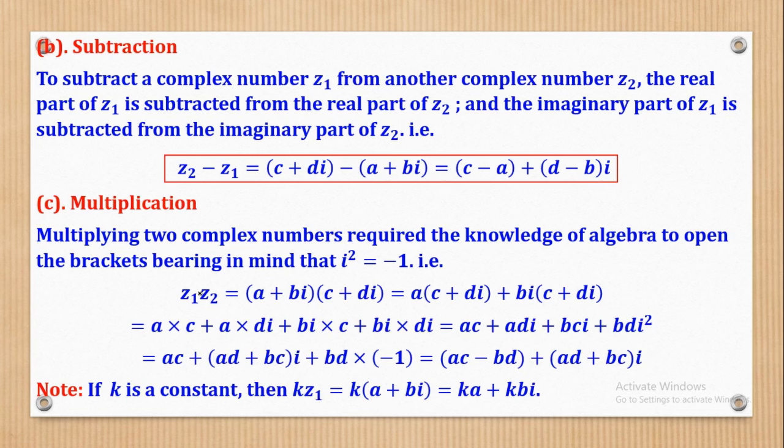So here we have seen multiplying two complex numbers, but sometimes they can give you a constant and they want you to multiply it with a complex number. So what do you do? You simply open brackets. This times this gives you this, and also this times this gives you that. So that is how they multiply a constant with a complex number.